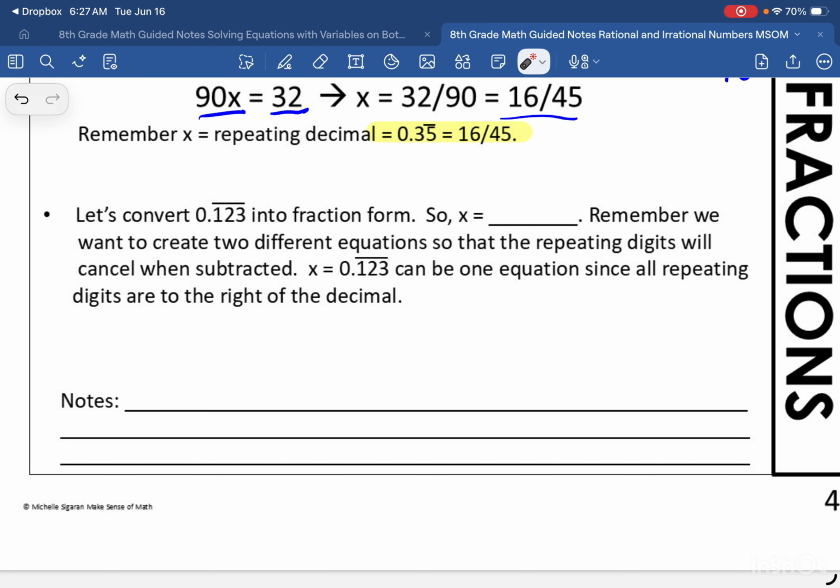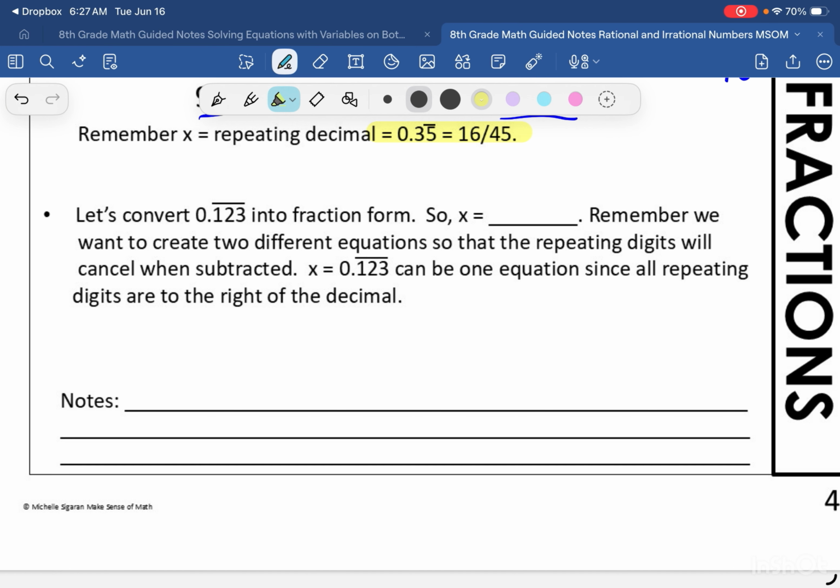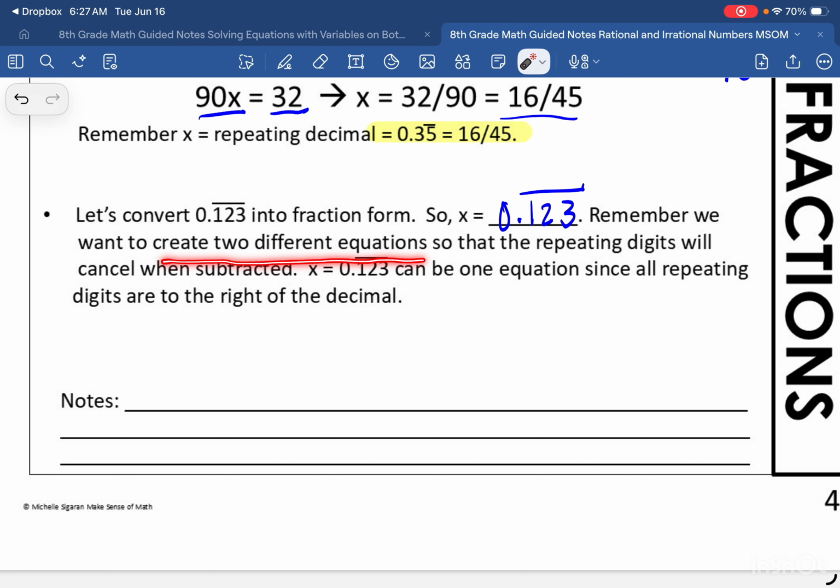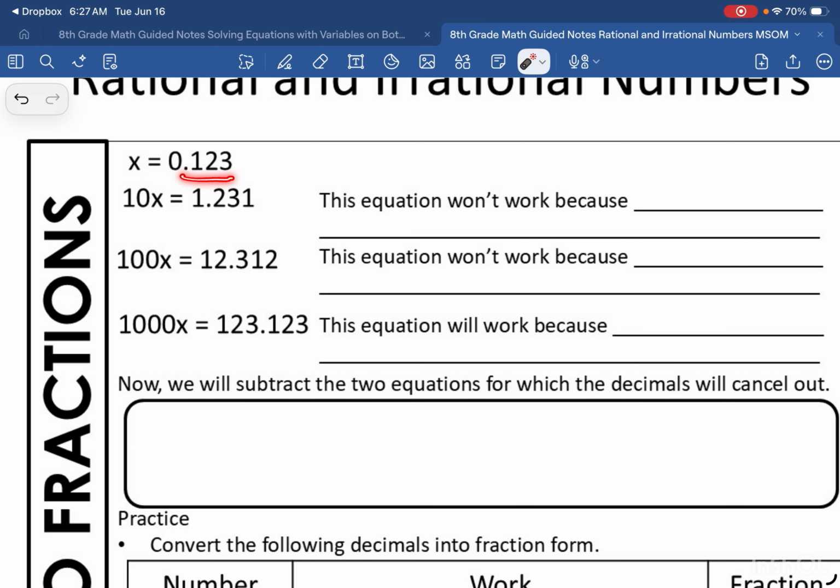Let's convert 0.123 repeating, so 1, 2, 3, 1, 2, 3, 1, 2, 3, into fraction form. So x will equal what I am trying to write as a fraction. So x will equal my number. So 0.123 repeating. Remember, we want to create two different equations so that the repeating digits will cancel when subtracted. x equals 0.123 repeating can be one equation since only the repeating digits are to the right of the decimal. There's no other digits that are not repeating to the right. So x can equal 0.123 repeating.